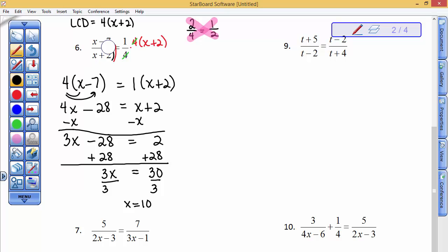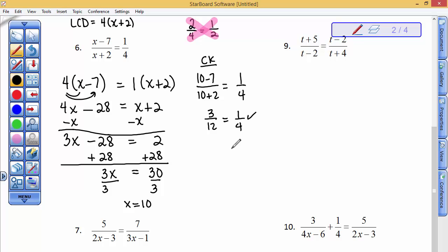I'm going to go ahead and try to do a better job of checking this answer. So x is 10. So everywhere I see x, I'm going to put a 10 minus 7 in the first numerator and a 10 plus 2 in the denominator. And I'm going to compare that and see if this fraction, 3 over 12, is equivalent to 1/4. And it sure is, so I'm good to go.